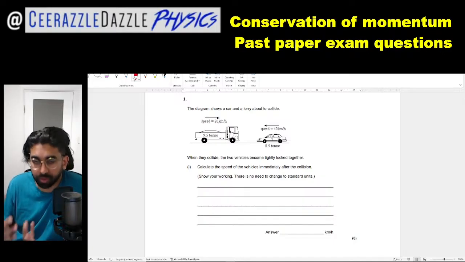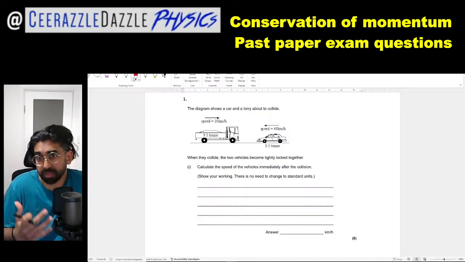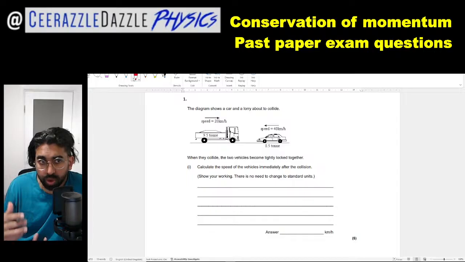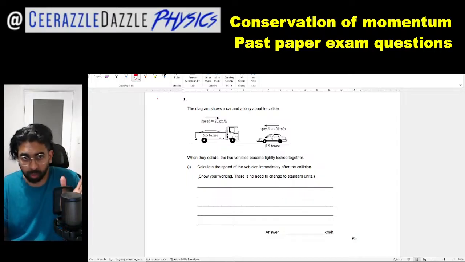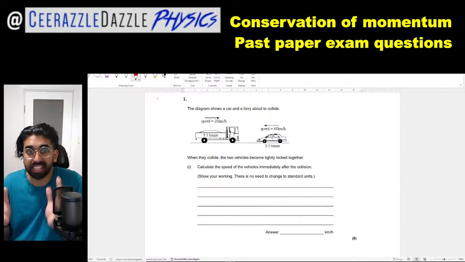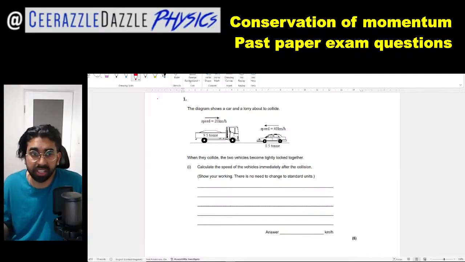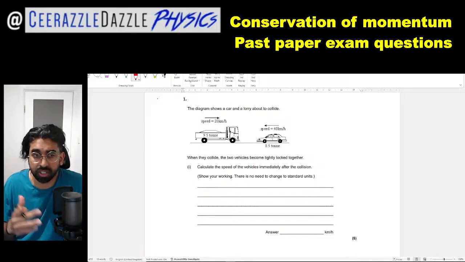If you don't know what momentum is, first of all, momentum is a measure of an object's mass times its velocity. The greater the momentum of an object, the harder it is to stop. The principle of conservation of momentum states that the total momentum of the system before the collision is equal to the total momentum of the system after the collision, providing that there are no external forces such as friction.